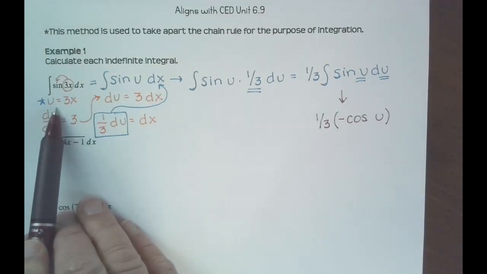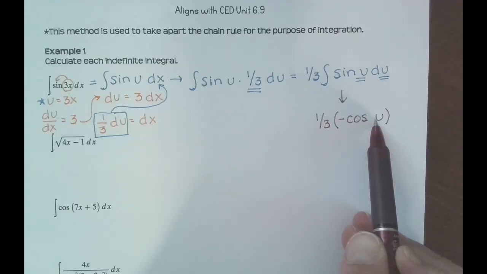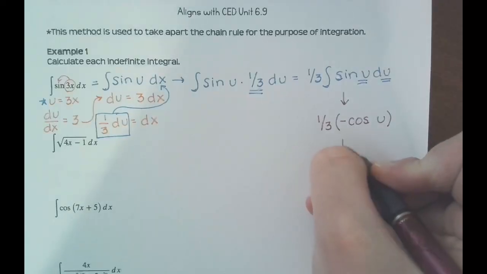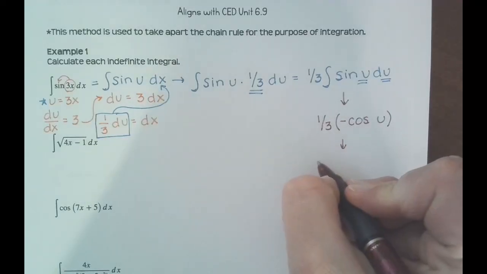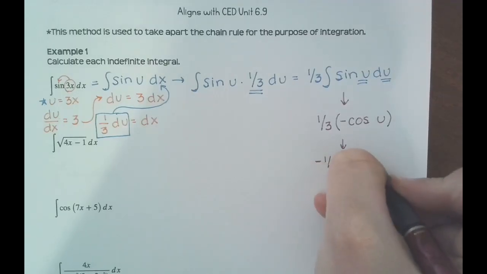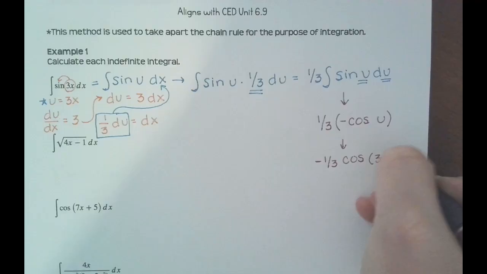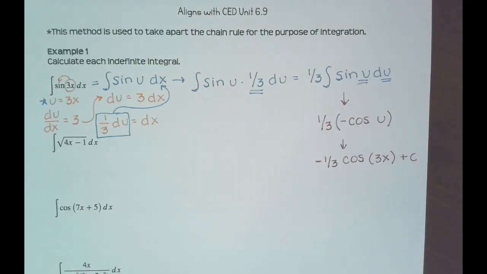So remember this, that u is equal to 3x. This u is like a placeholder. We kind of just put it in place of 3x, so I didn't have to deal with that mess. So I'm going to turn the u back into a 3x and make this negative 1/3 cosine of 3x. And then I'm going to add on my plus c because it's an antiderivative.